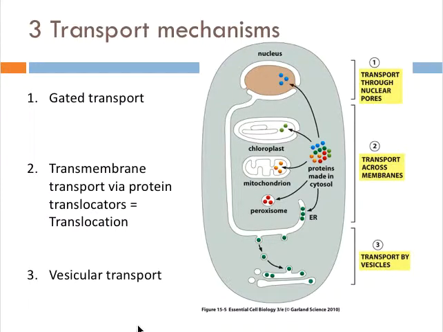Then we have vesicular transport that can happen within that endomembrane system, which is all going to start in the ER and then move from there. So we have three different mechanisms to get these proteins that are all made here in the cytosol into the different components of the cell.